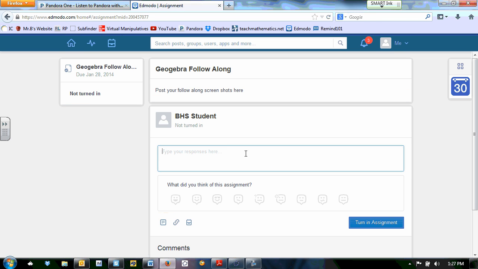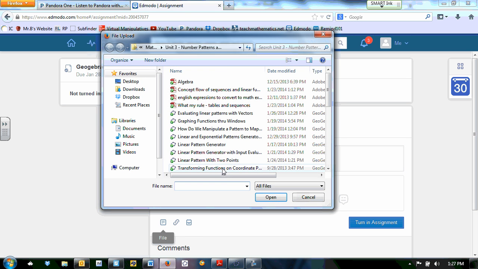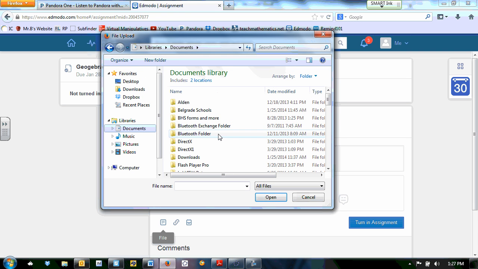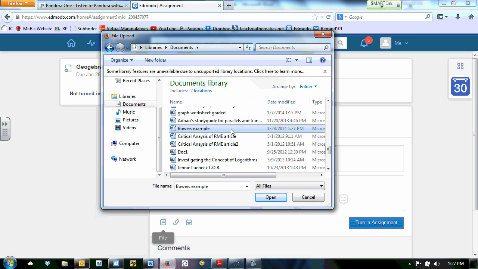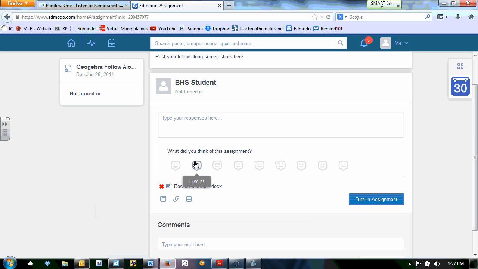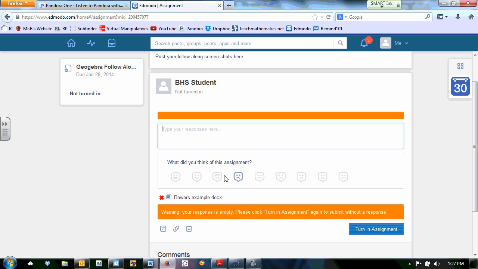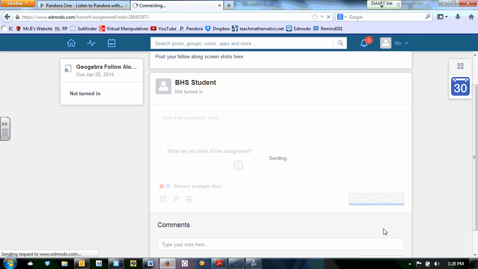They just click, this is a student's view, by the way. I made up a BHS student. So they just click turn in. Then they just click this little file icon here, and that's their attach button. So then they just attach their document, Bowers example. And then they have to rate it. So they either type a response or they click one of these things. I doubt the kids take these seriously, so they're just going to click one just to send it. I don't think that means anything. I guess they don't really have to. That warning comes up. I thought they did.